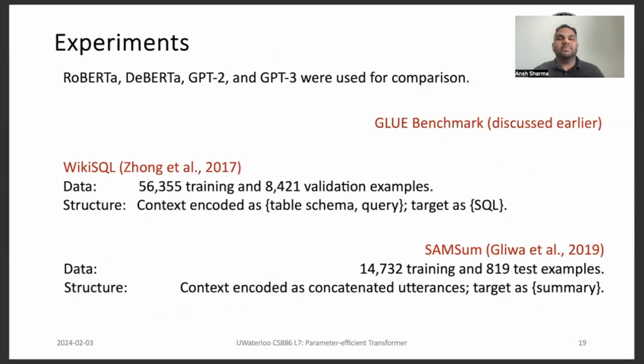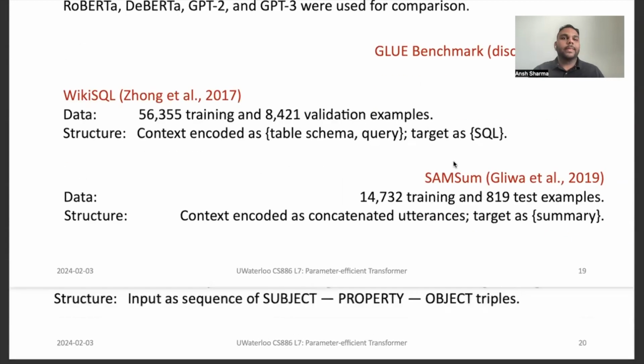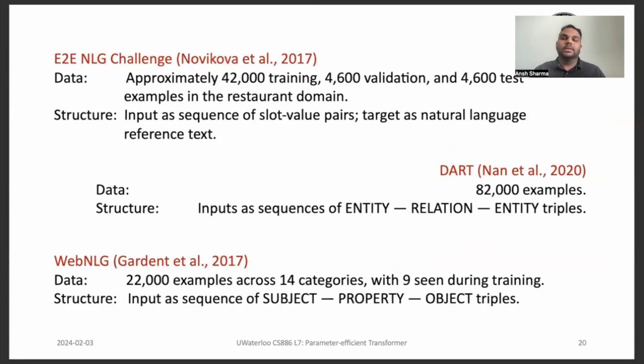The experiments in this paper were conducted using RoBERTa, DeBERTa, GPT-2, and GPT-3 was finally used for comparison. This was done over the GLUE benchmarking tool and various datasets like WikiSQL, SAMSum, E2E NLG, DART, and WebNLG. These are some commonly used datasets and benchmarking tools to test natural language understanding systems.